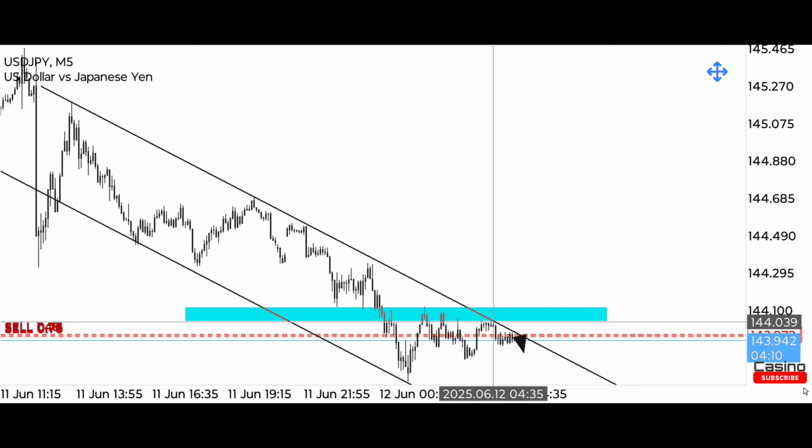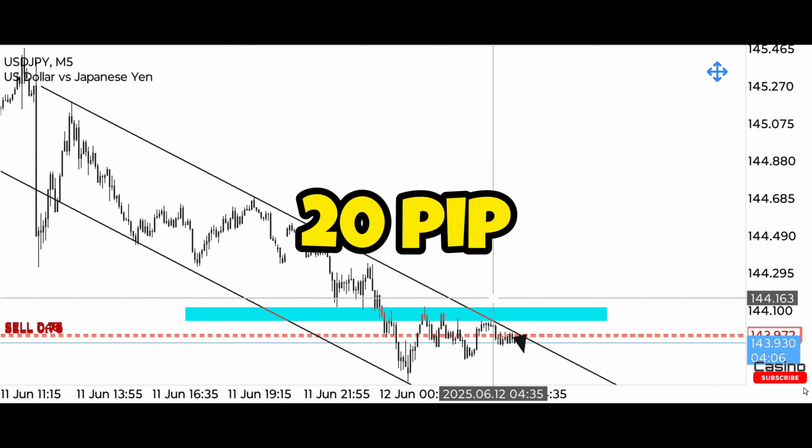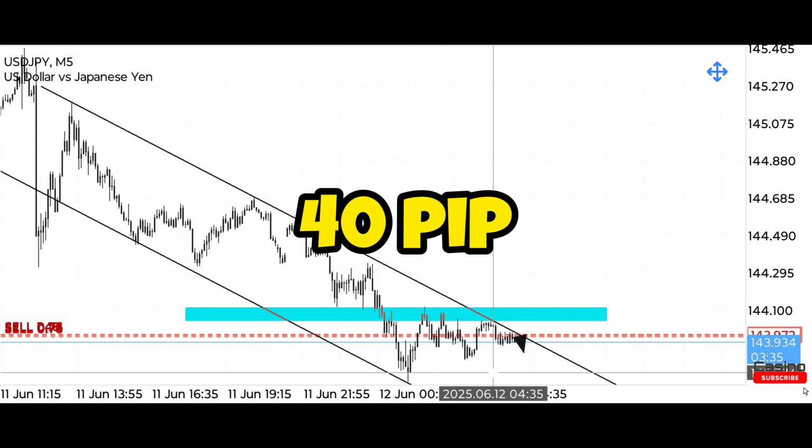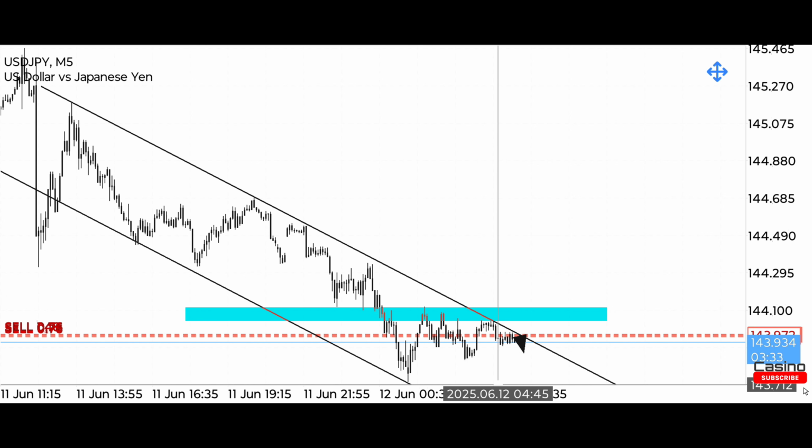My stop loss here will be above the strong reversal level and outside the trend channel, which is 20 pip up. Until the market breaks above this strong support resistance level, our trade is safe. And the target point will be 40 pip below where the market is planning to move. The market may make a new lower low or even lower to our target point.